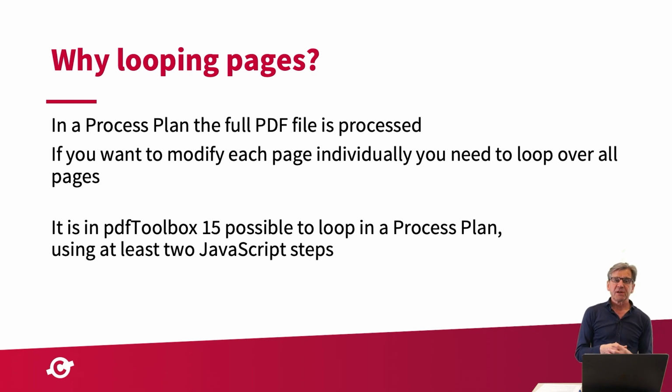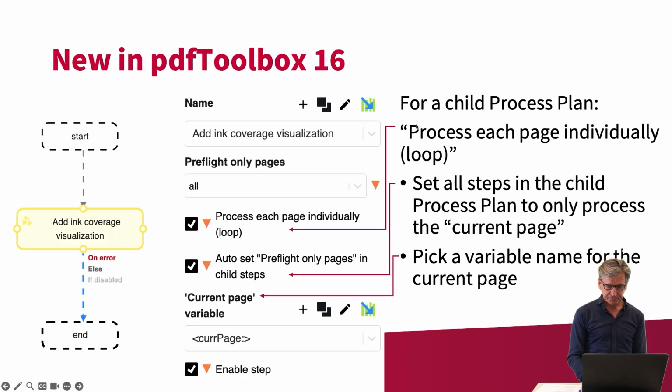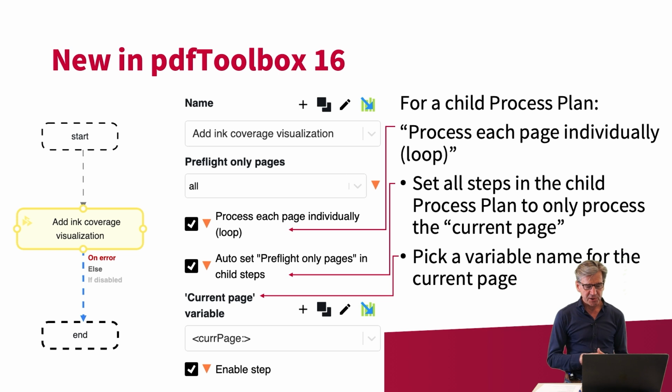That was possible in pdfToolbox 15, but there you always had to have at least 2 JavaScript steps. Now in pdfToolbox 16, that becomes possible without a single line of JavaScript. And the mechanism that is used is you use a master, a host, a parent process plan, and in that process plan you run a child process plan, and you tell the child process plan to run for each page individually, so one page after the other.